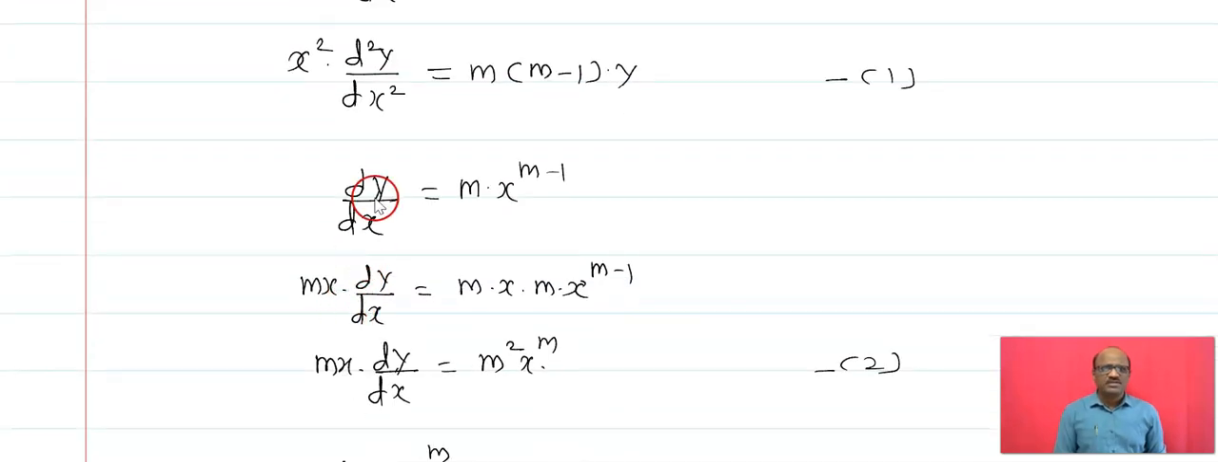What about the next? dy by dx is equal to m into x raised to m minus 1. Multiply on both sides by mx. If you multiply it, then you will get m into x into dy by dx, that's equal to m into x into m into x raised to m minus 1.